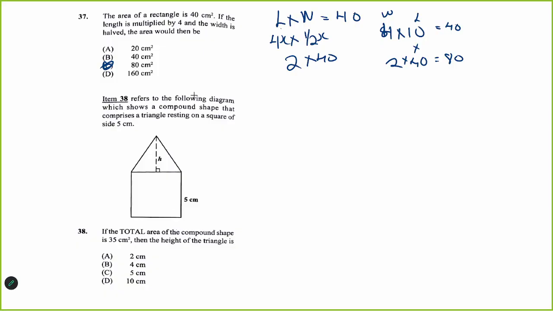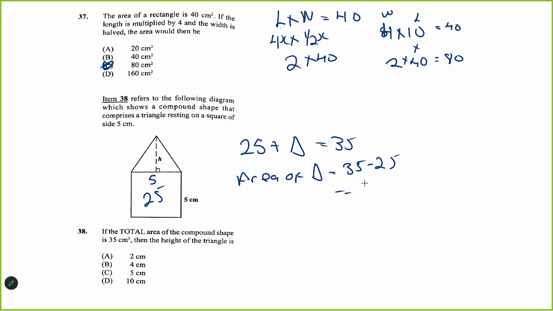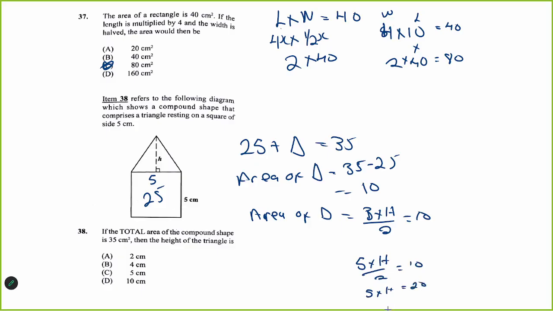Item 36 refers to the following diagram, which shows a compound shape that comprises a triangle resting on a square of 5. So this is 5. The total area of the compound shape is 35. So the square is 25, plus the area of the triangle is 35. So the area of the triangle is 35 minus 25, which is 10. Base times height over 2 is equal to 10. My base is 5. 5 times height divided by 2 is 10. 5 times height is 20. So my height is 20 divided by 5, which is 4. So the answer is B.